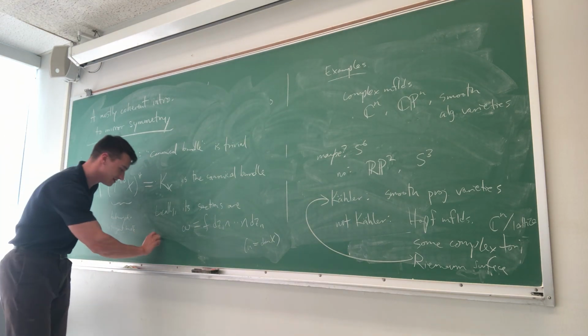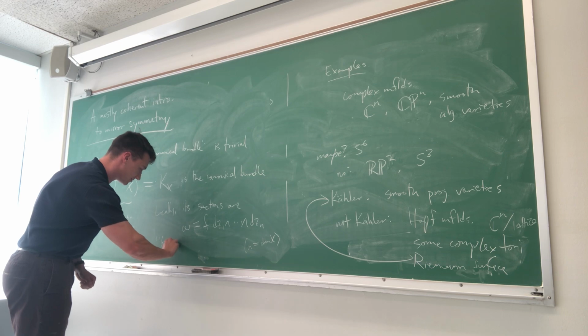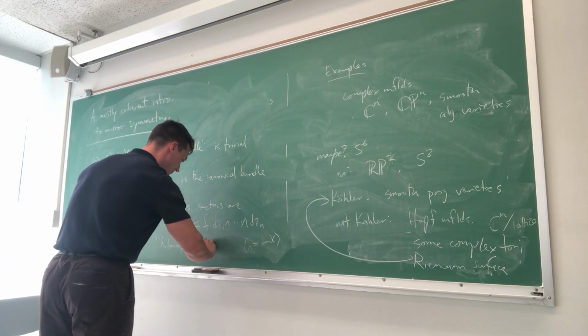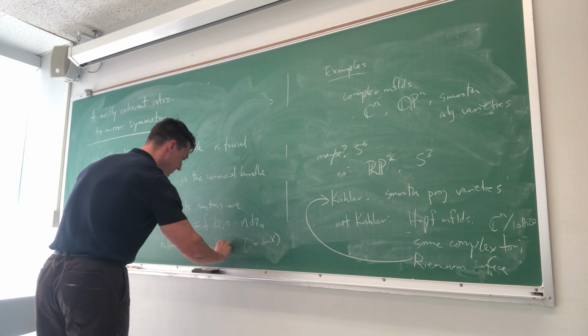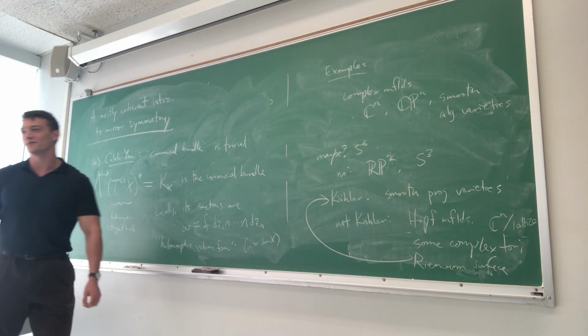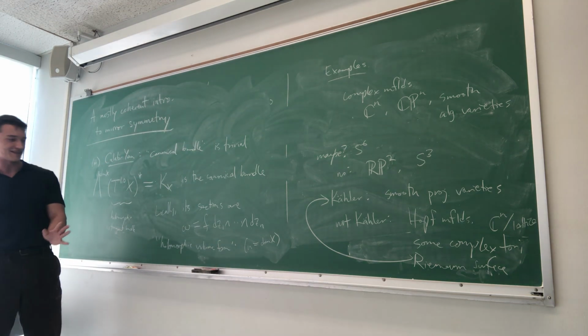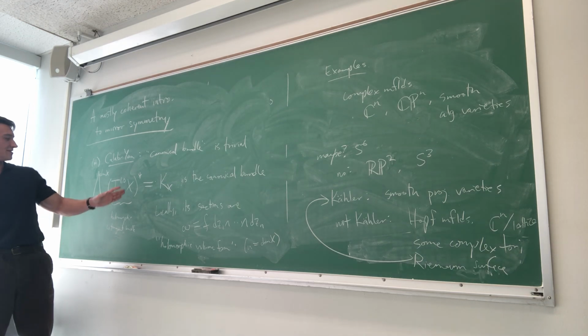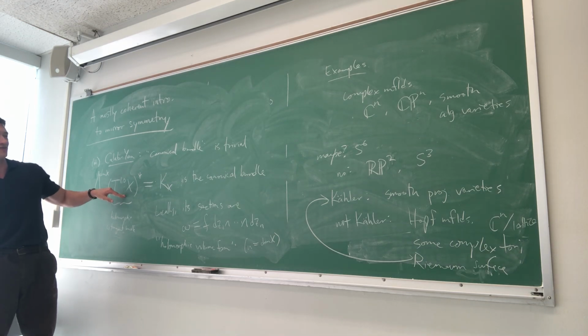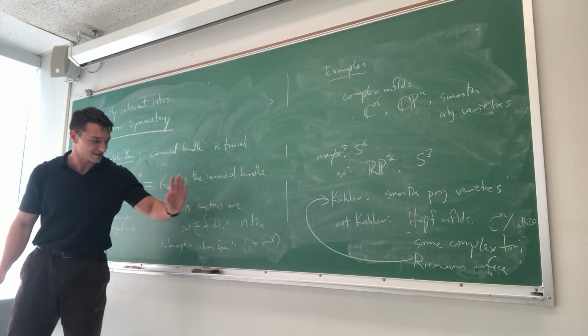So the buzzword that you might want to think about is holomorphic volume form. Just to be clear, this is not a volume form in the usual sense, because if X is an n-dimensional complex manifold, it's a 2n-dimensional real smooth manifold. So a volume form in the traditional sense is a 2n-form, and this is an n-form.